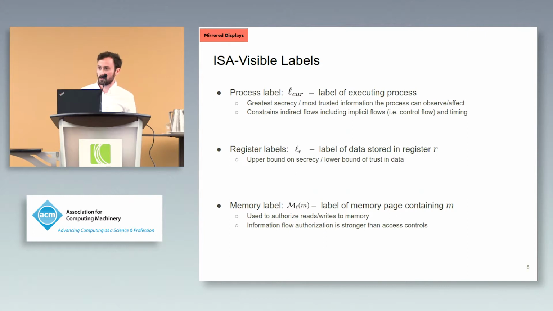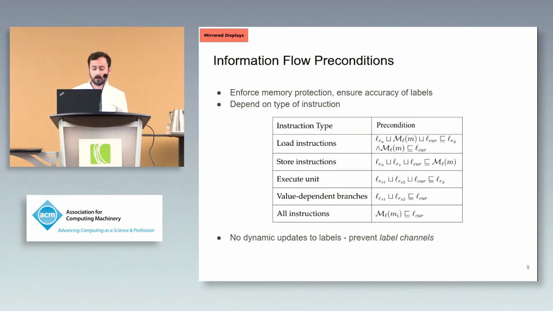By relying on information flow security to protect memory access, we also offer stronger assurance than access controls because information flow is transitive. These policies are enforced by ensuring that certain preconditions are established before executing each instruction. The main purposes of these preconditions are to both enforce memory protection and to ensure that labels accurately represent the data that they protect. The preconditions depend on the type of instruction executed.